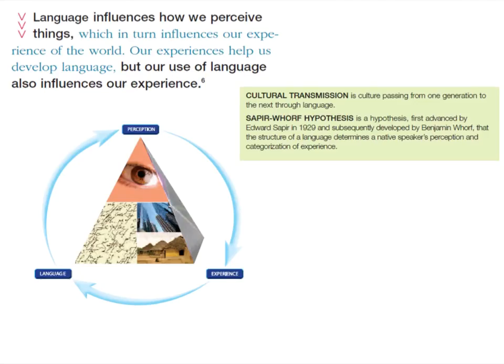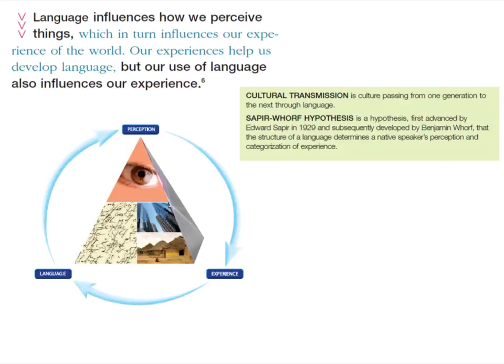Now let's take a look at the social and perceptual functions of language and how language operates in a social and psychological way. Language influences how we perceive things, which in turn influences our experience of the world. Our experiences help us to develop language, but our use of language also influences our experience. It really is a cycle of perception, experience, and understanding.